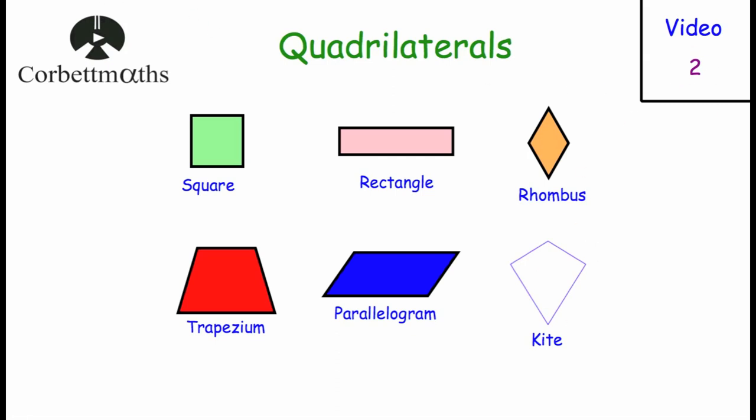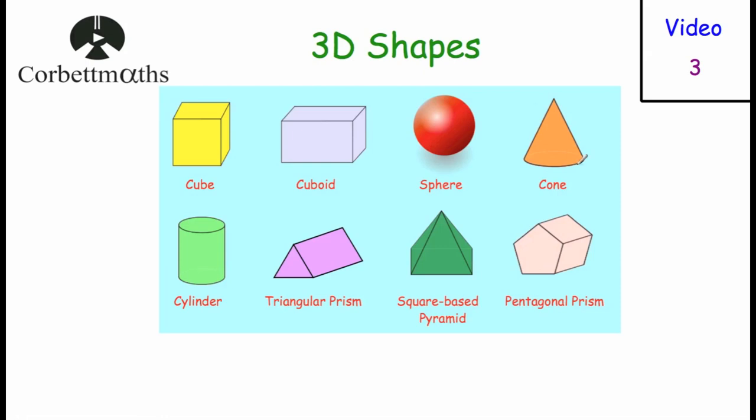Okay, our next topic is 3D shapes. Here are some common 3D shapes you need to know the name of. So you've got your cube, cuboid, sphere, cone, cylinder, triangular prism, square base pyramid, and pentagonal prism. That's just an example of a prism. So we've got these different 3D shapes. You're going to need to know the names of them. Also, you're going to need to know what edges, vertices and faces are. And let's have a look at those now.